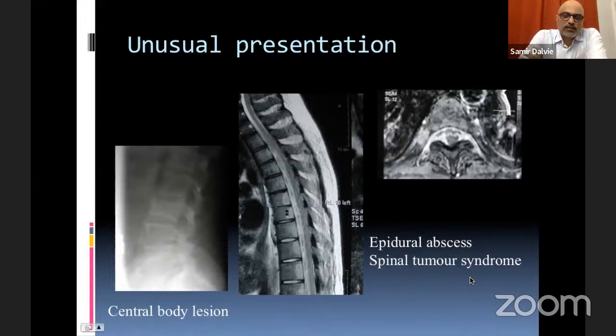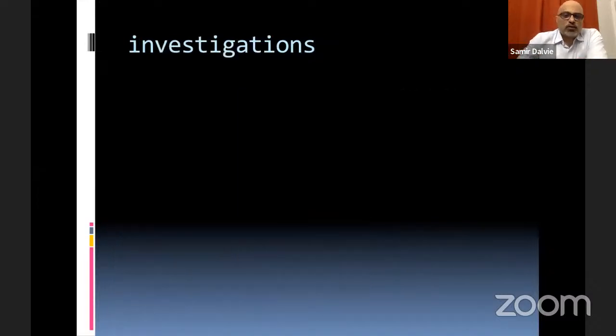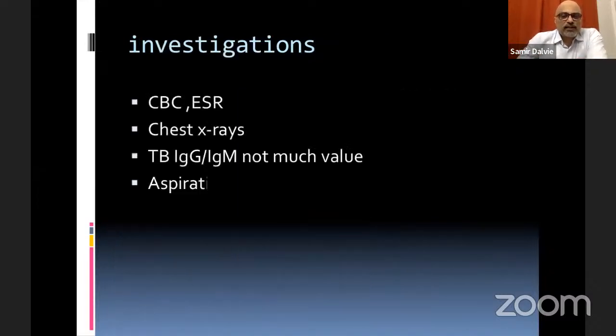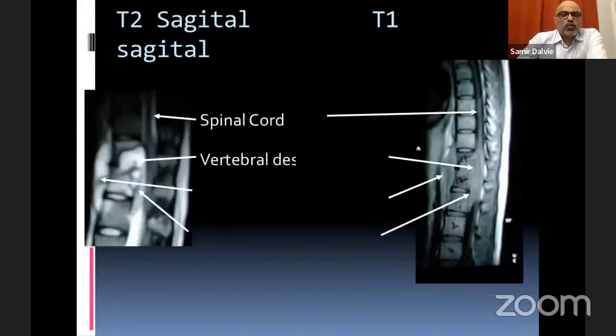Spinal tumor syndrome is where patients present like a tumor. The clinical presentation is like a tumor, meaning they don't have any back pain or anything. They just present with neurological deficit. And it's only when you do an investigation like an MRI that you see there is an epidural abscess. So this is known as spinal tumor syndrome. We've already spoken about the investigations, so I'm going to go through this.